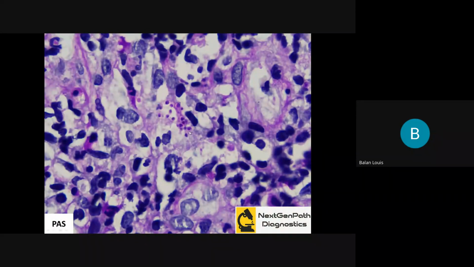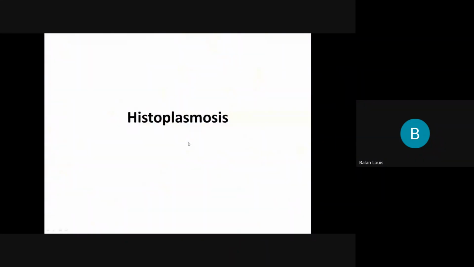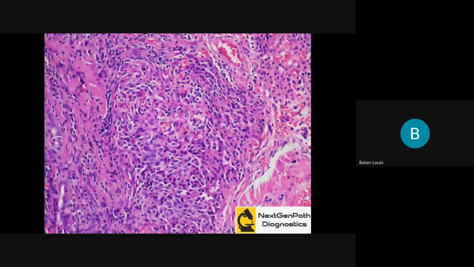So this is a PAS stain. Again, it highlights these organisms very crisply. And once they show budding and this type of typical morphology, it is nothing but histoplasmosis. So this is a case of histoplasmosis in a post-renal transplant biopsy presenting with diarrhea. Right.